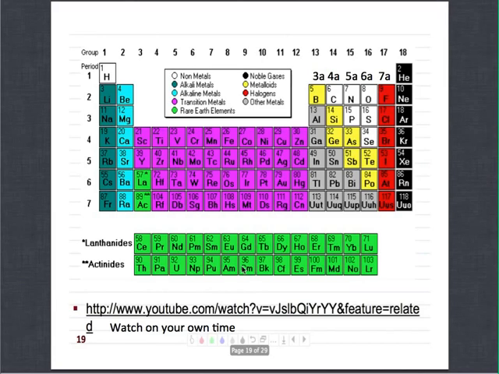So this is group 3A. All of them are metals except boron. It is a metalloid, that means it has properties of both.